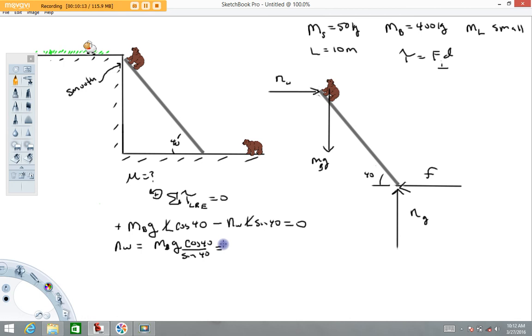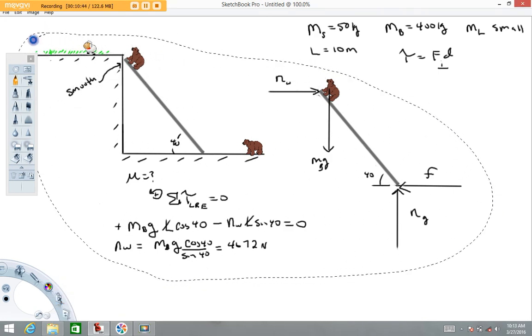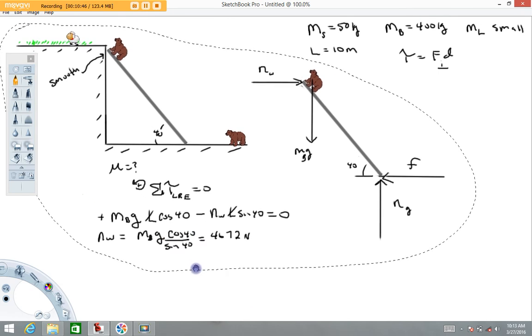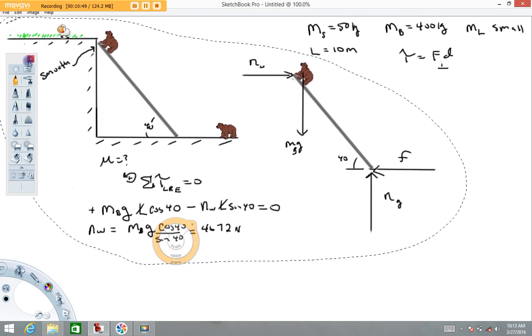Okay, and I get 4,672 newtons for that normal force at the wall. Right. Next step. Now we can go after this frictional force. Actually, before I do that, if you give me a moment, I'm just going to take my entire picture here and give myself a little more room to write.